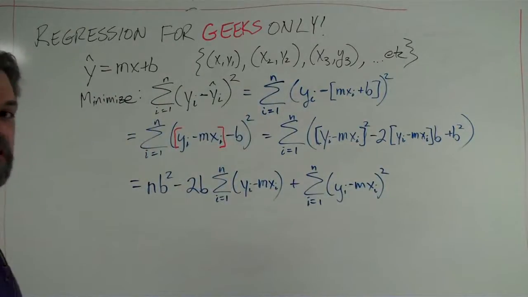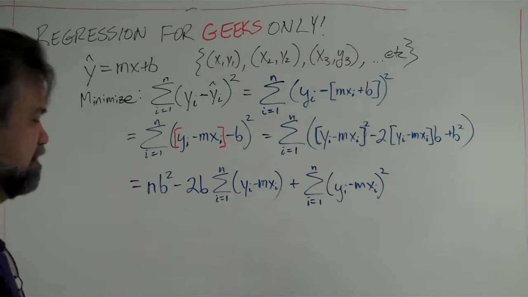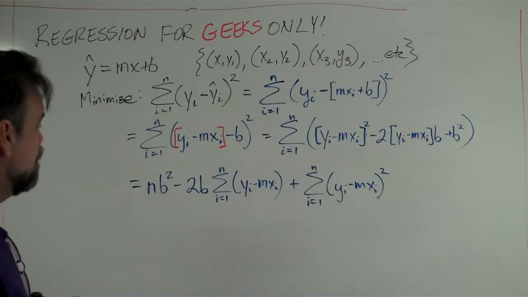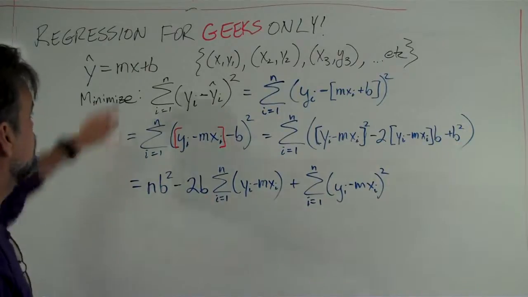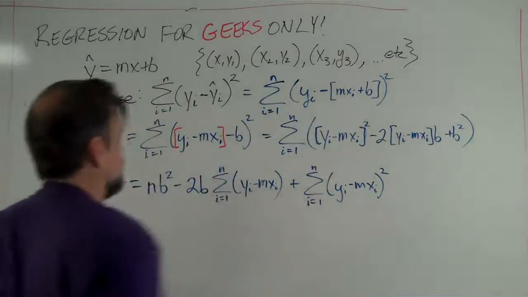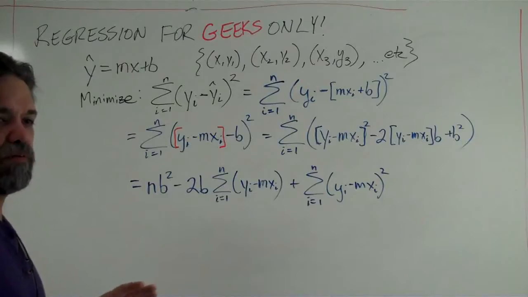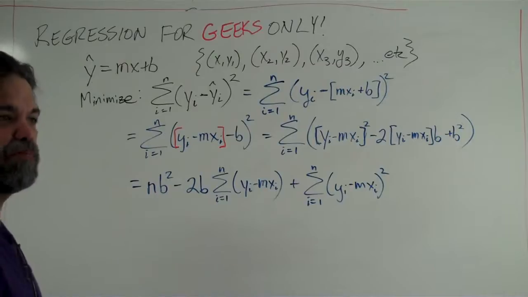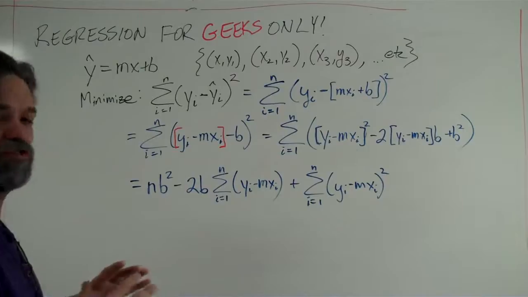Okay, guess what this is? All right, let's just pause for a second and think, what are we doing? We're finding the line, the mx plus b, that minimizes this function, okay? So now for a second, let's think, well, I've got m, I've got b, I need to find both m and b. For a second, let's think to ourselves, I'm just going to try to find b.